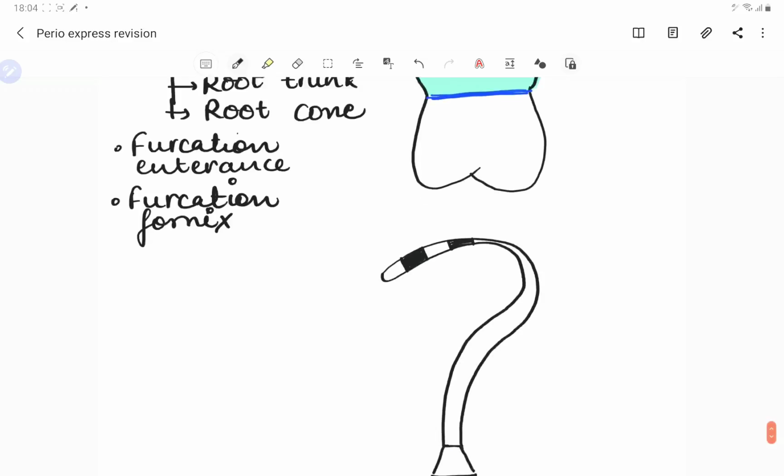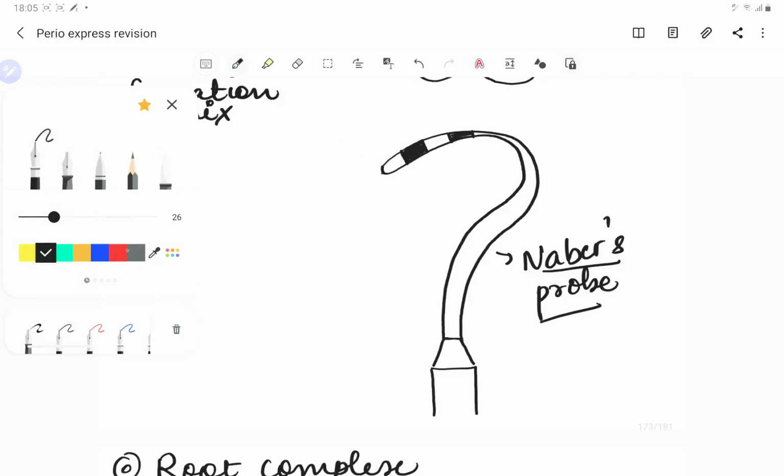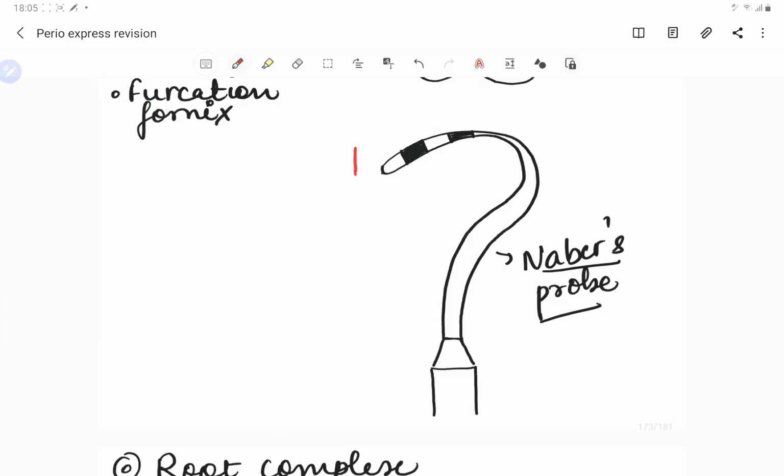And guys, this particular diagram is of Nabers probe. So Nabers probe is basically a probe which is used to measure the furcation. So we engage this probe into the root anatomy. So suppose these are the roots. In case there is a furcation, we engage this probe into the root and then we check.